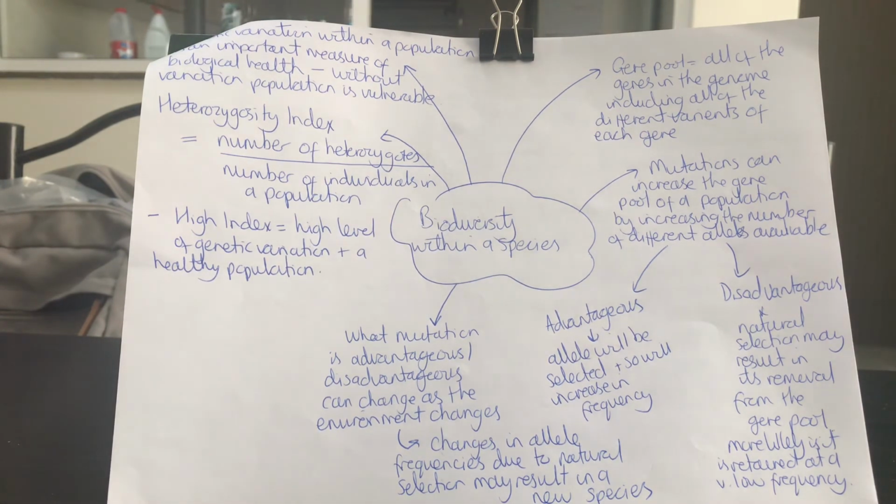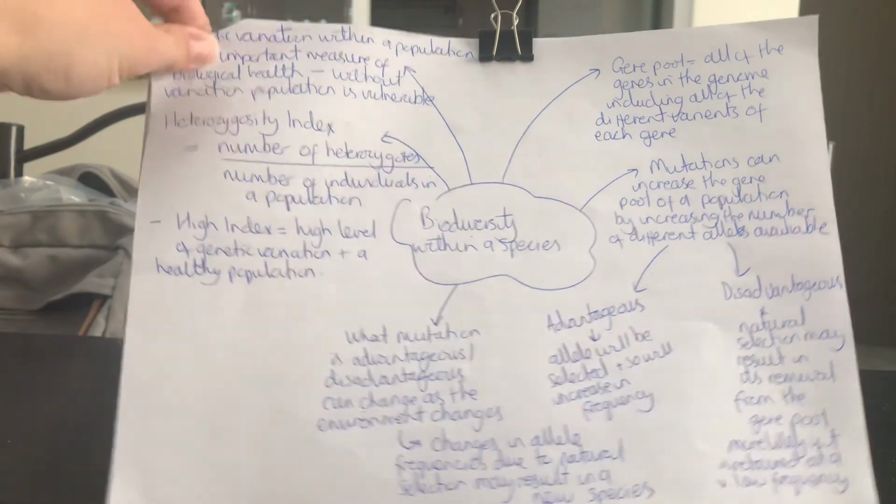So it might be that originally, you're an organism that lives in an Arctic climate, so it's advantageous to have a white fur colour. But if the climate changes completely and there's no longer any snow, then having a white fur colour is no longer an advantage. It's just going to make you stick out. And so these changes in allele frequencies due to natural selection can actually result in a new species developing.